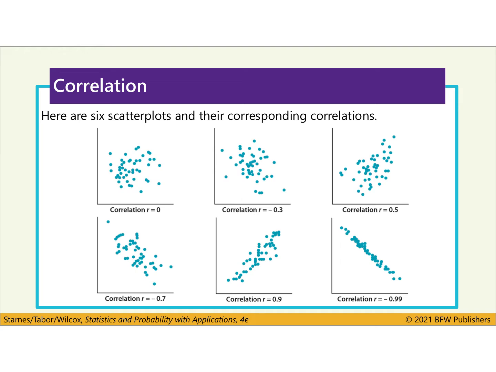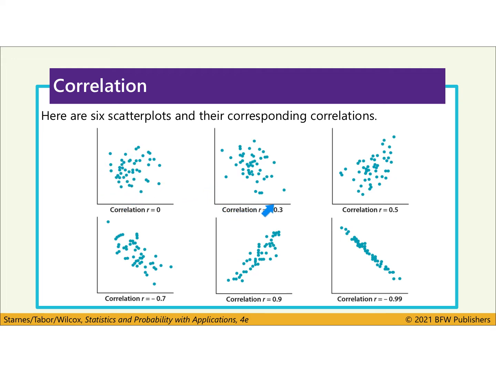Okay, so we're going to look at these scatter plots. You don't need to draw this in your notes, but here are 6 scatter plots and the corresponding correlation. The first scatter plot here is an example of what a correlation of 0 would be. It just looks like a big cloud of points. You can't really tell any direction. It has no form, and it's really scattered.